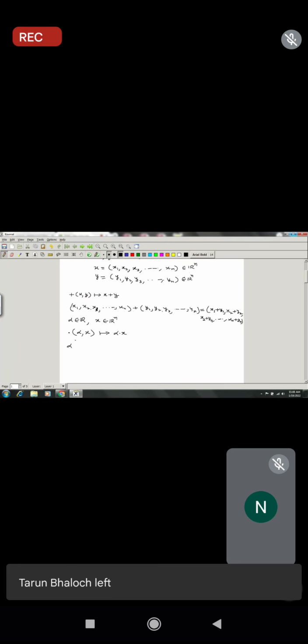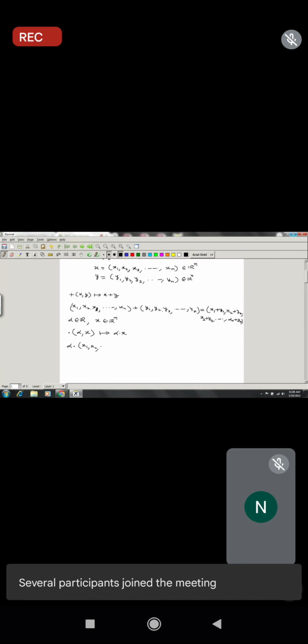Since it is in R, it is not like alpha 1, alpha 2, alpha 3, alpha n, because our field is the set of real numbers. So in the real numbers we have only a single alpha. Alpha dot x, but x belongs to Rn. So what type of element is x, since it is in Rn? It is an n-tuple element: x1, x2, x3, up to xn. And we define this.